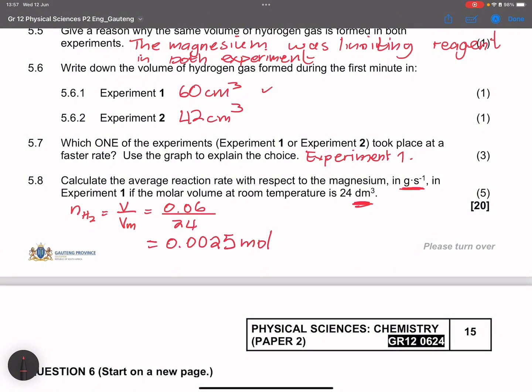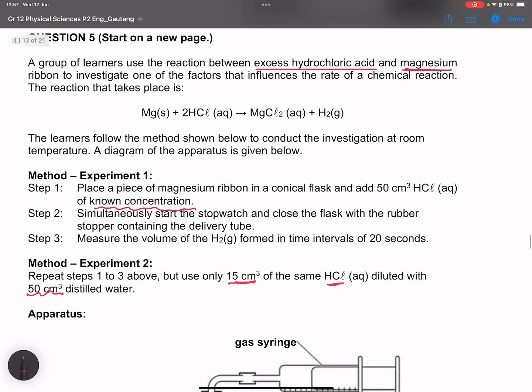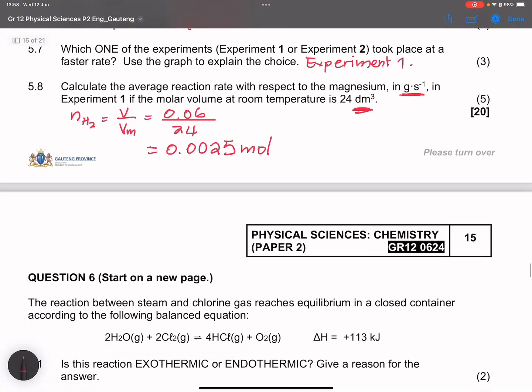So what I'm going to do now is look at my ratio between hydrogen and magnesium. So let's go back to our reaction. This says to me, apologies there, for every 1 mole of hydrogen, I would have used 1 mole of magnesium. So for every 1, there is 1. So that tells me that the number of moles of magnesium would be equal to 0.0025 moles. And the reason for that is that it is a 1-to-1 ratio.